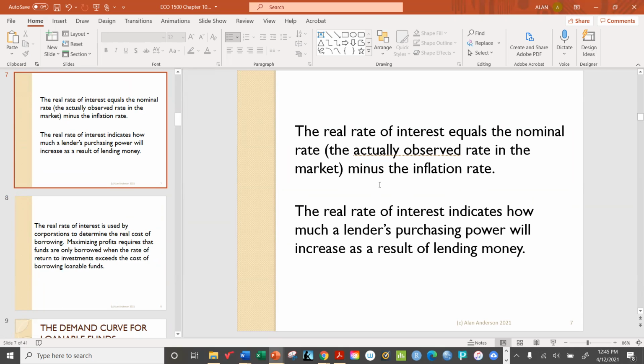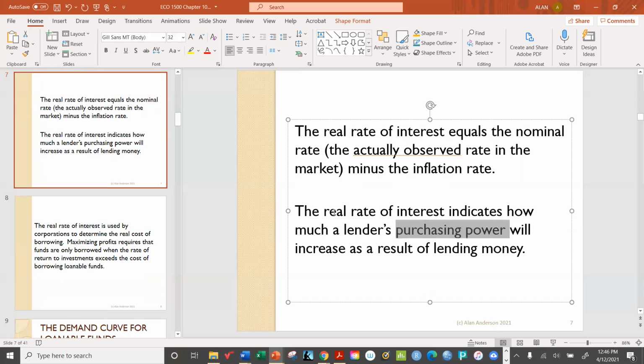So the real rate of interest indicates how much a lender's purchasing power will increase as a result of lending money. And it equivalently represents how much a borrower's purchasing power will decline as a result of borrowing money. So it's always in terms of purchasing power when we're talking about real rates as opposed to nominal rates. Nominal rates just tell us how many dollars we'll pay to borrow or how many dollars we'll earn. The real rate tells us how much our purchasing power will change.